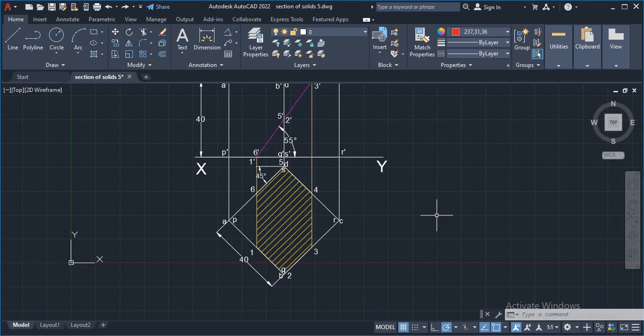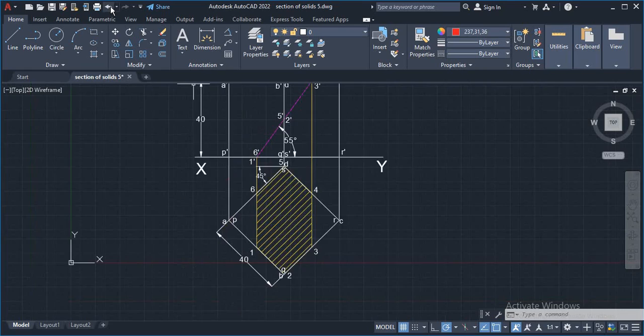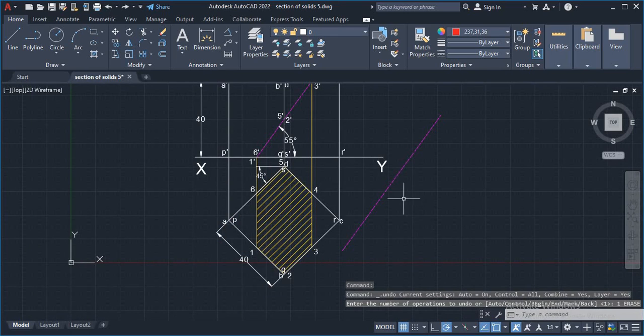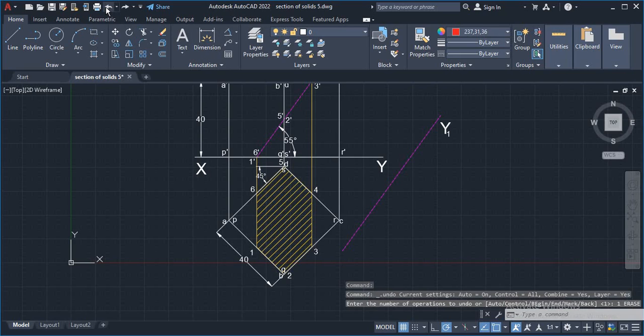Now to draw the true shape of the section, we have to construct another reference line, x1 y1 line, parallel to the cutting plane. So this is parallel to this plane. So it is given the same color. Now mark x1 y1.